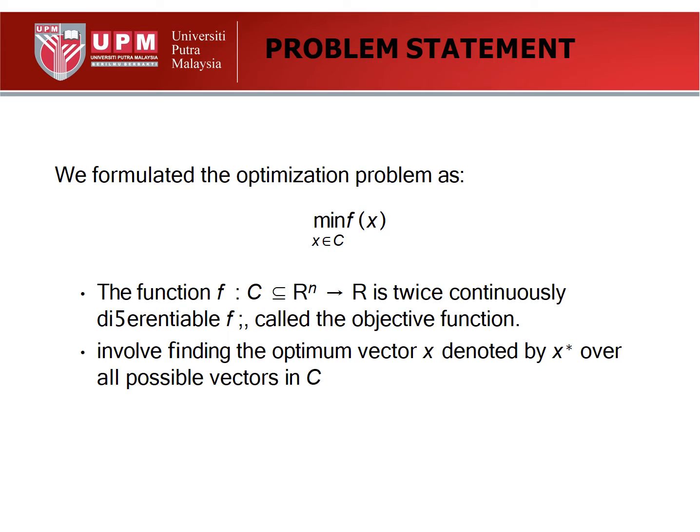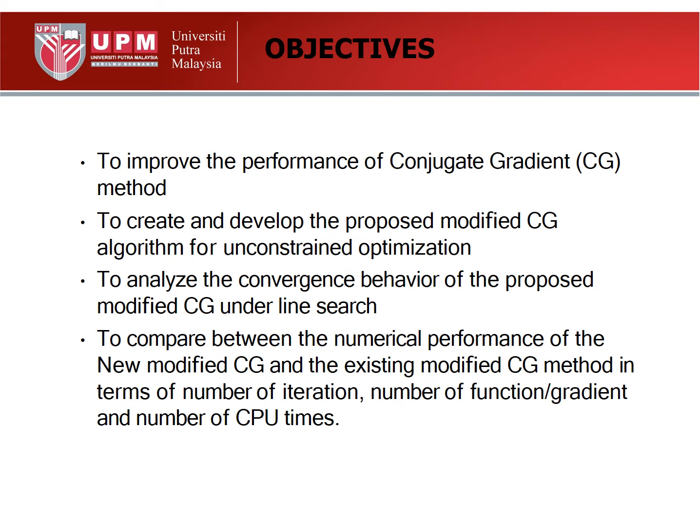Okay, on the problem statement, we formulate the optimization problem as follows. The function is twice continuously differentiable. It is called the objective function. This involves finding the optimum vector x, denoted by x star, over all possible vectors in R^n.